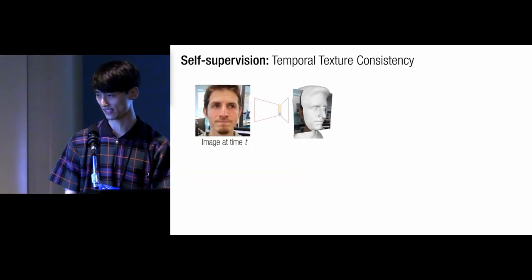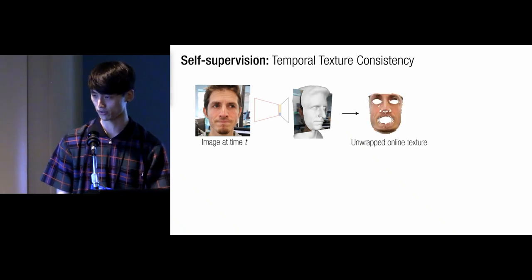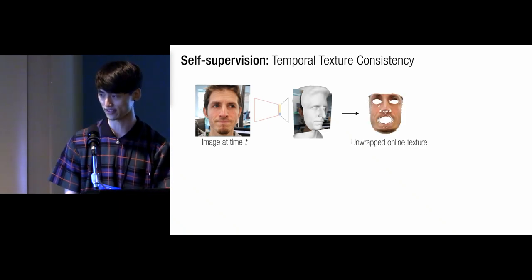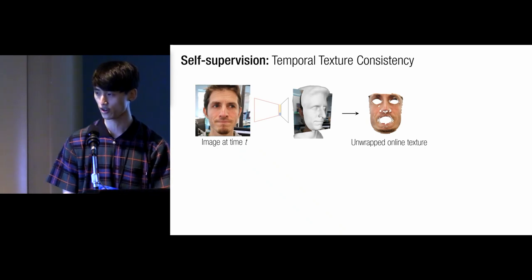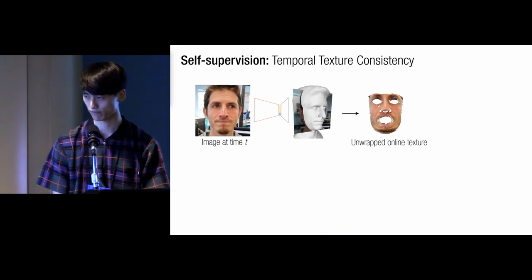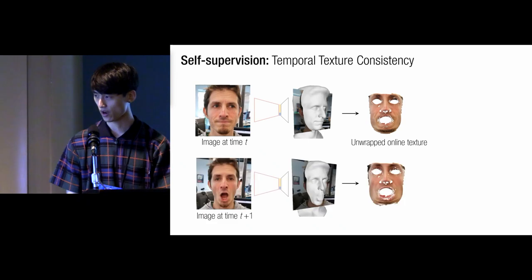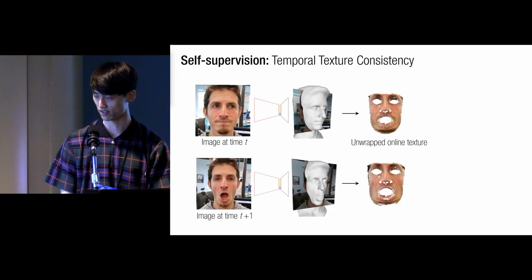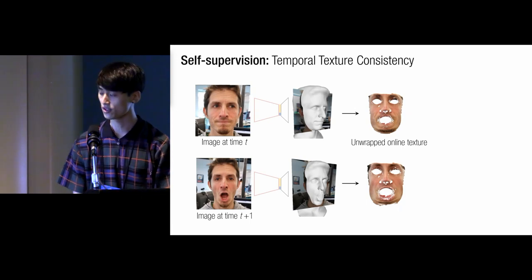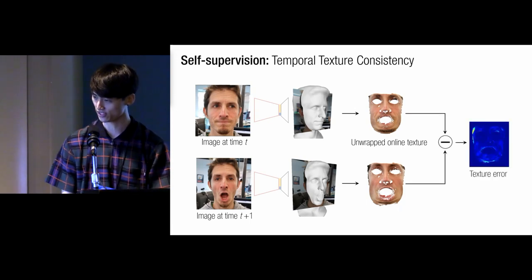So we bridge this gap by introducing a new self-supervision approach based on temporal texture consistency. For example, given an image at time t, we can synthesize an unwrapped online texture using the predicted geometry. Our assumption here is that this online texture should be consistent across time, and it is enforced by minimizing the texture differences between the time consecutive instances.